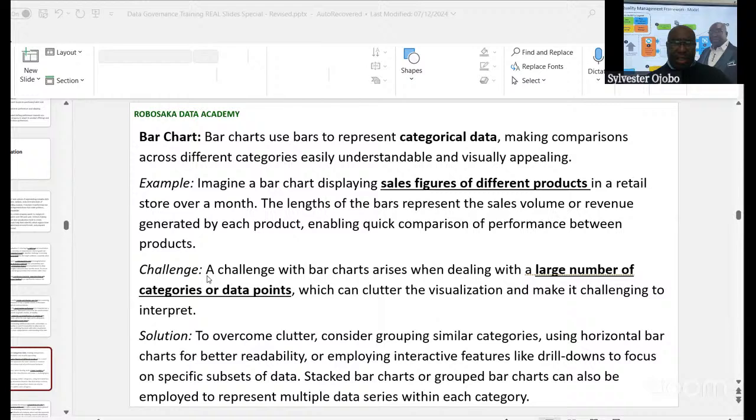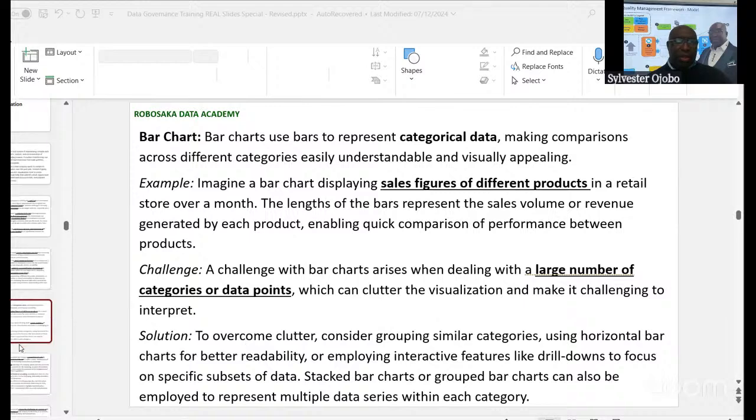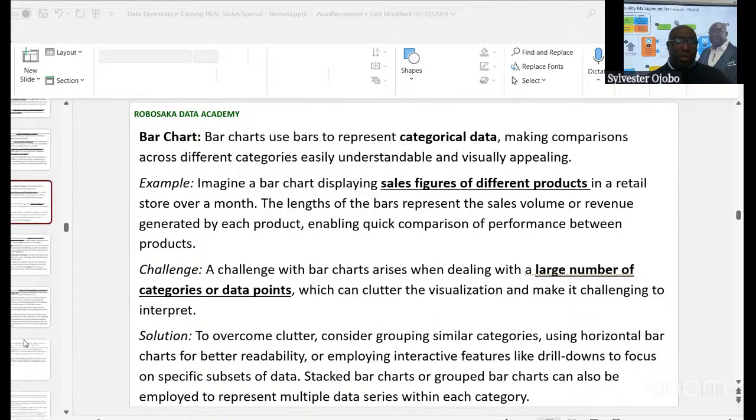So what are the challenges? For example, one of the challenges arises when dealing with a large number of categories or data points, which can clutter the visualization and make it challenging to interpret. So on this basis, what will be the solution you can employ? Or what do you think would be a solution we can employ?